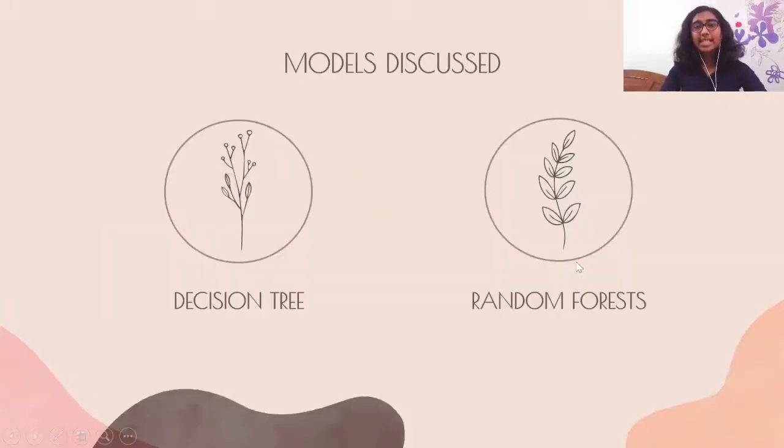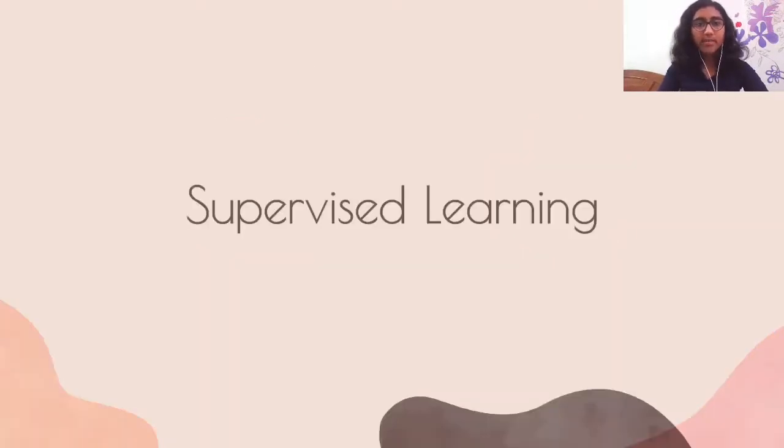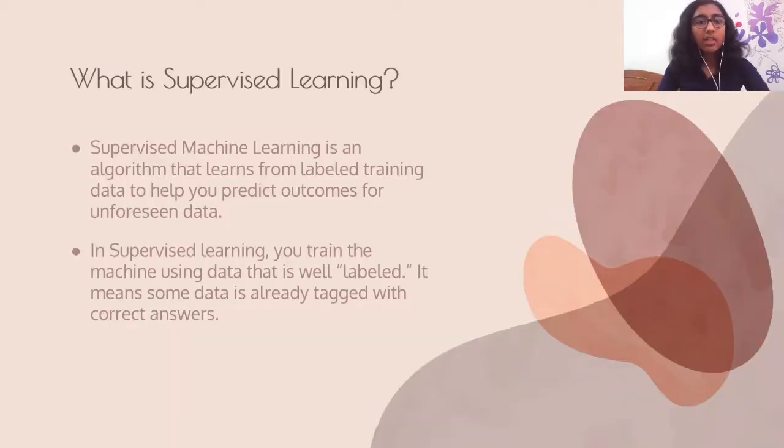The models discussed for this analysis in this video are decision tree and random forests. Both of these models come under a particular type of machine learning called supervised learning. So what is supervised learning? Supervised learning is an algorithm that learns from labeled training data, and it helps predict the outcomes of unforeseen data.